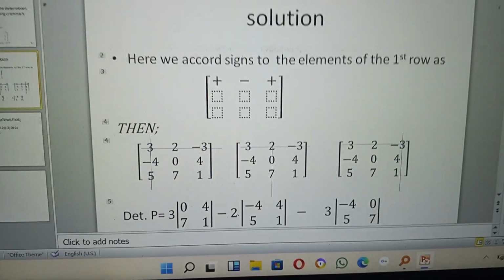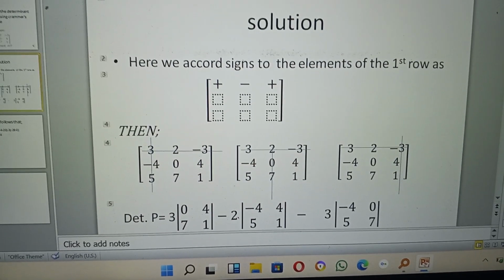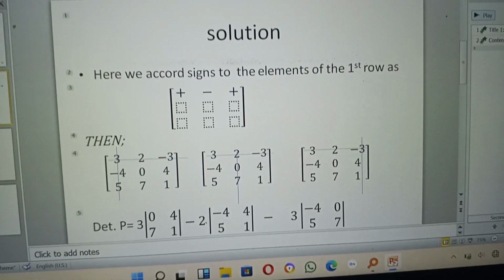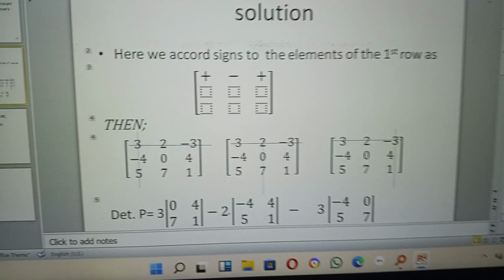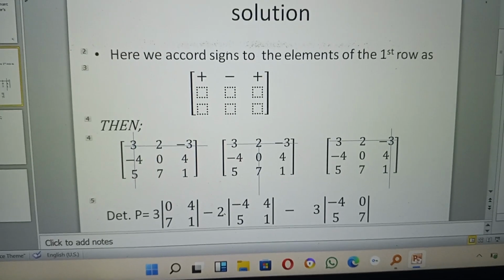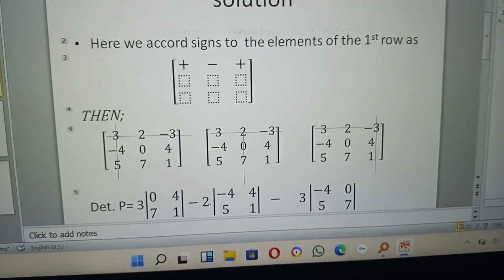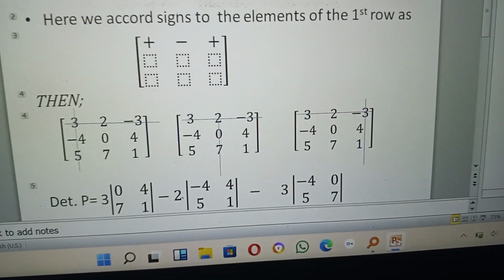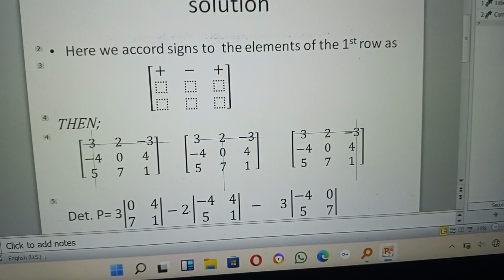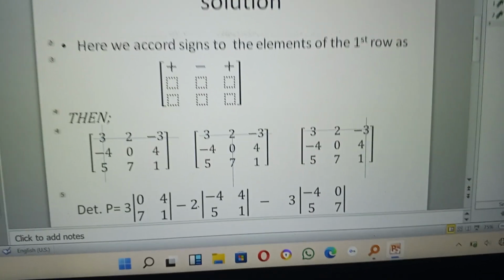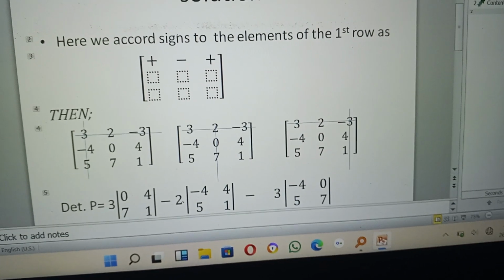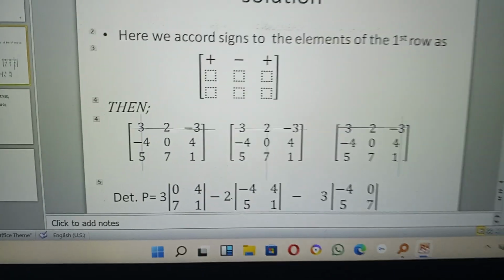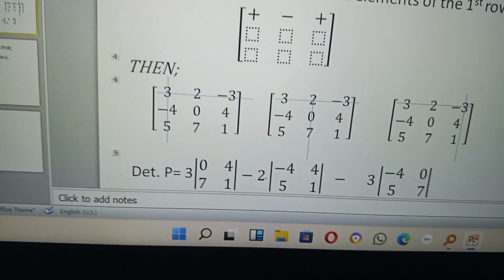Again, plus a negative 3, the entry on the first row, the entry negative 3. That is now a scalar being multiplied with the minor matrix after crossing out the third column and the first row. We remain with a minor matrix, which is negative 4, 0, 5, 7. Now, we are going to multiply the scalar with the minor matrix.